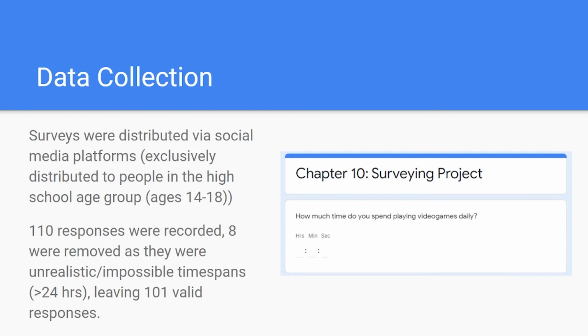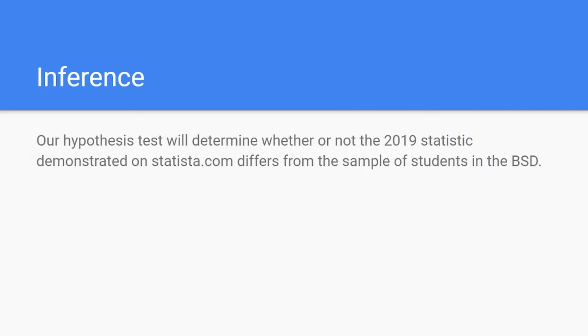For our study, surveys were randomly distributed via social media platforms such as Instagram, Discord, and direct messaging systems. We limited output to people we are familiar with in the BSD who we know for certain are ranging from ages 13 to 18. We gathered 110 responses, however, 8 of these responses were removed as they were unrealistic/impossible portrayals of time, leaving us with 101 valid responses.